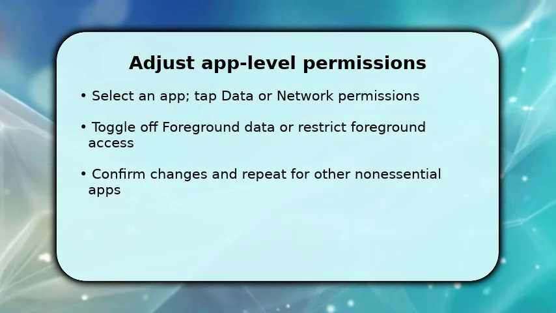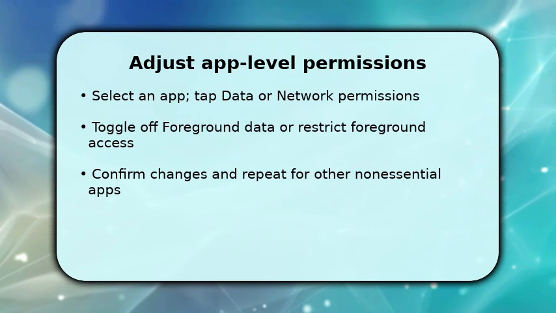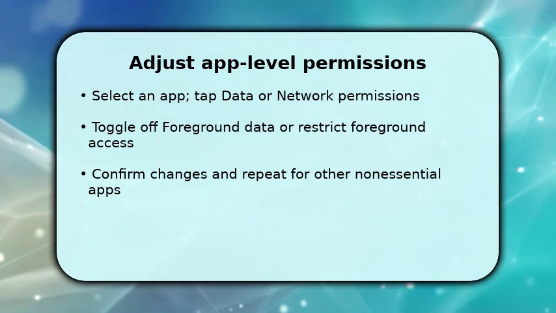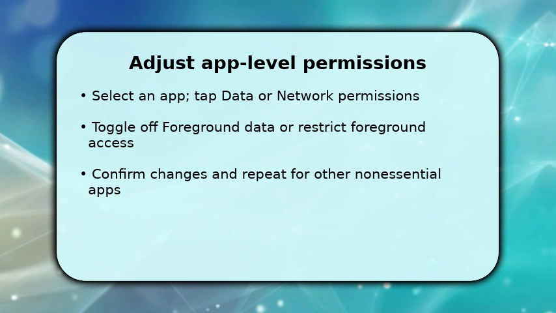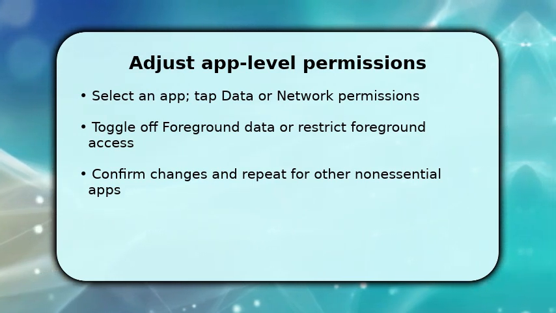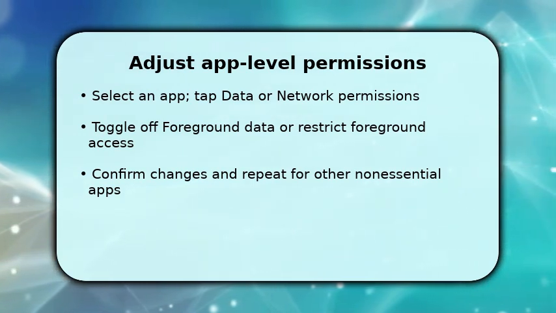Now you adjust permissions app by app. Select an app, open its data or network permissions, and toggle off foreground data or choose the Restrict Foreground Access option. You do this to reduce real-time network use without disabling the app entirely.